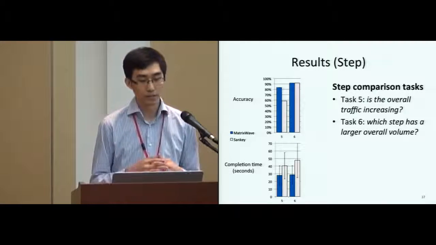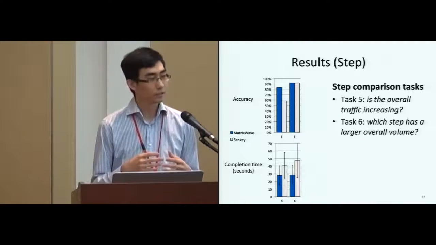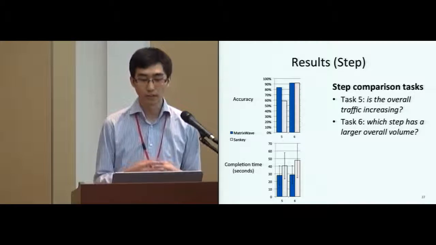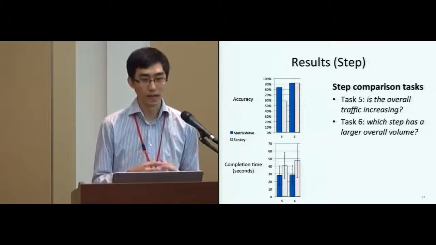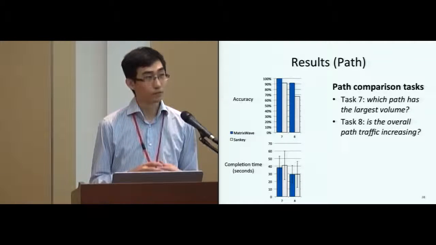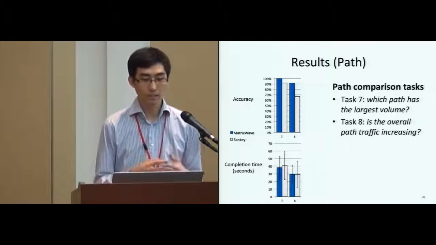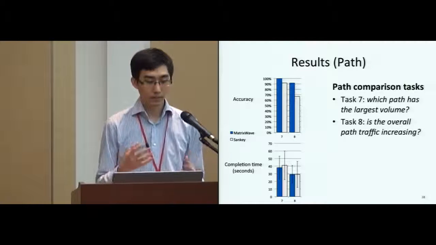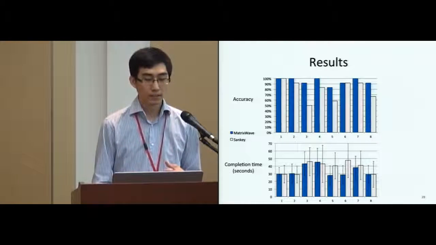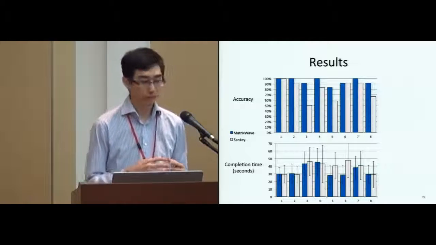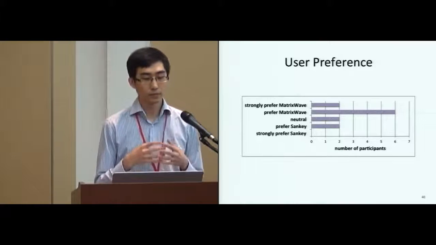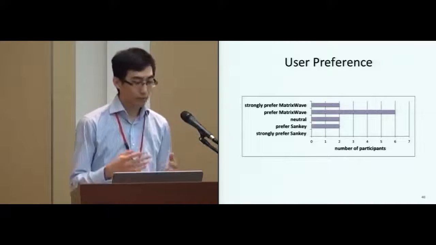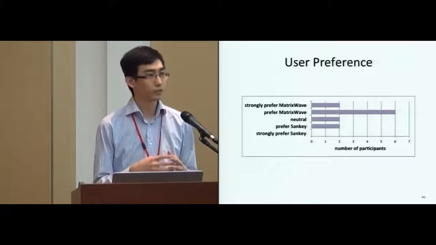And for step comparison tasks, MatrixWave was either more accurate or faster because those tasks involve accessing a large number of links and nodes between 2 consecutive steps. And finally, for path comparison tasks, MatrixWave was also more accurate. So in general, MatrixWave had a better performance than Sankey. And from the user preference, 8 out of 12 participants preferred the MatrixWave design.